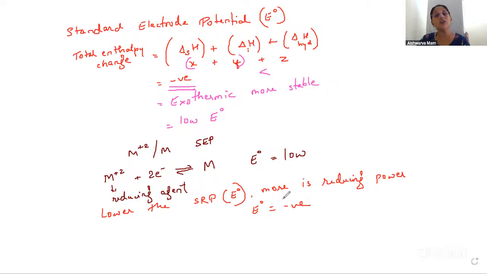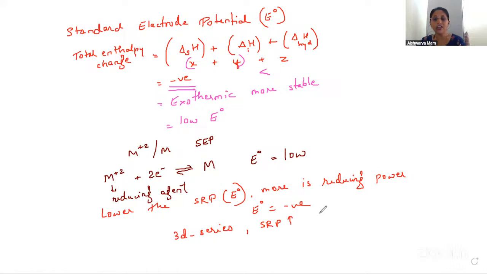If E naught value for a particular metal ion is negative, what does that mean? It means that it is a better reducing agent. How do we apply this concept in d block elements? If you see 3D series elements, scandium, titanium, vanadium, chromium, copper, all these elements, along the 3D series, the standard reduction potential value goes on increasing.